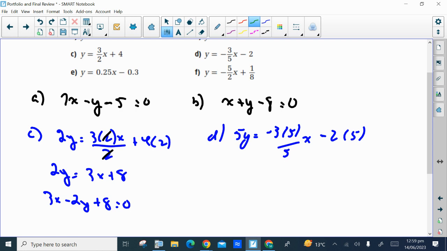And the whole point of doing that is, in that middle term, the 5's are going to cancel. 5 divided by 5 is 1. They cancel. So you'll have 5y equals negative 3x minus 10. Now in this case, the x term is negative. We want it to be positive, so you're going to bring it over to the left side by adding 3x and adding 10 to both sides. Now it's in general form.